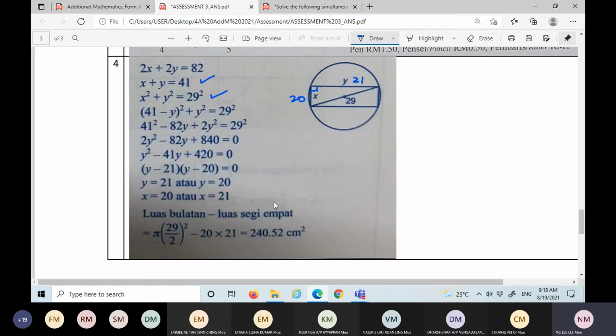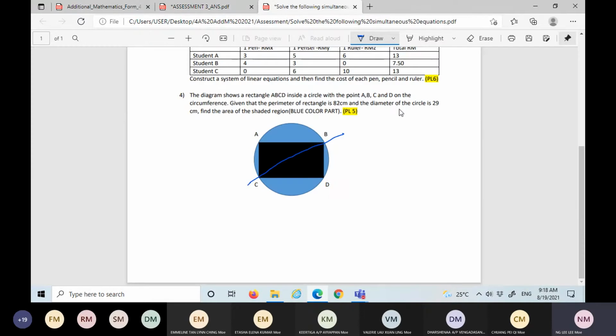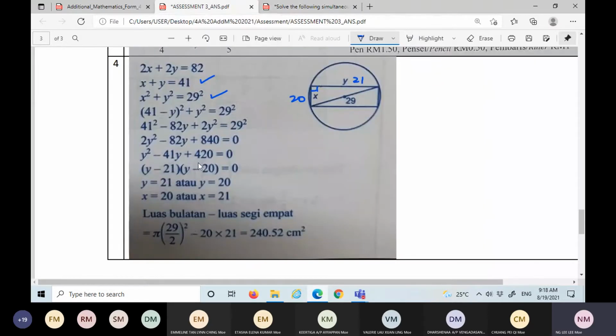But remember the question. What are they asking? They're asking to find the area of the shaded region, meaning the blue colour one. That means the area of the circle minus the area of the rectangle. So the area of the rectangle is 20 by 21.